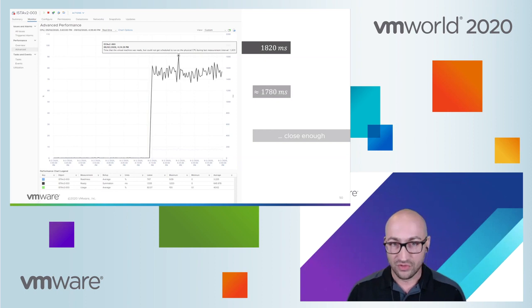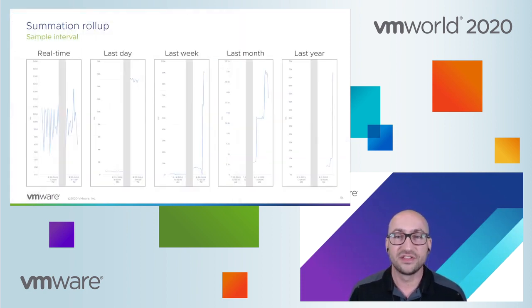Now, truth be told, millisecond counters are really, really good for total amounts of time spent and potential throughput or progress lost, if you want to count it that way. But there's something else that we can do. If you look at the different summation rollups, we call them real time, last day, last week, last month, last year. You can see that the y-axis is getting bigger and bigger the further you go.